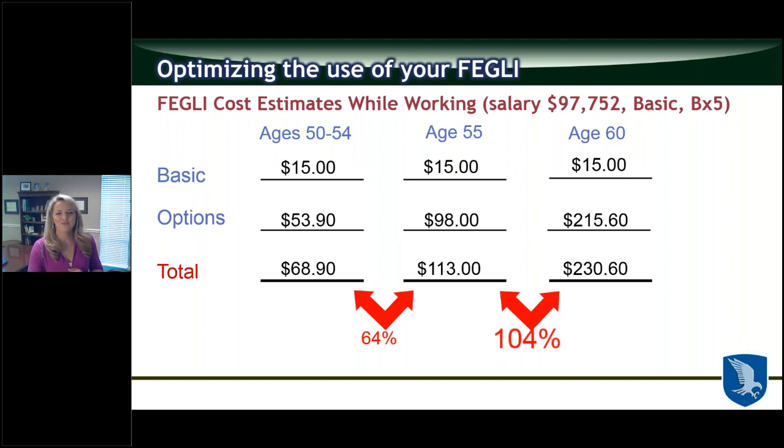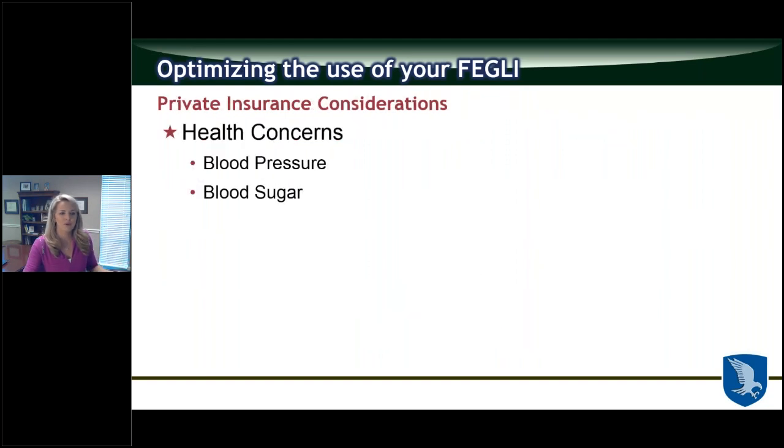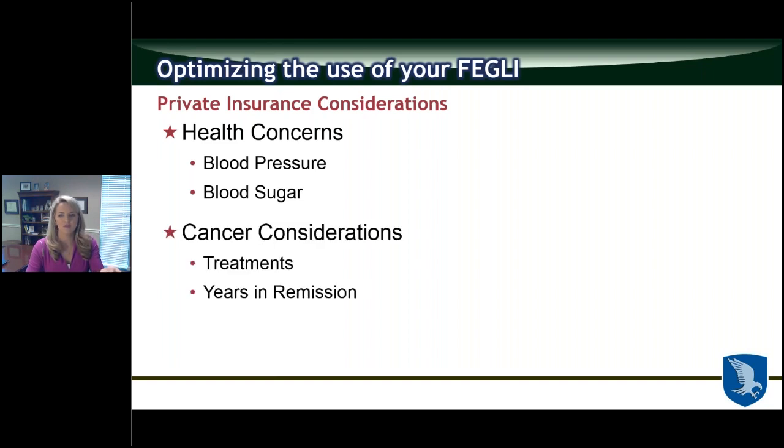Okay, so there are some private insurance considerations. If you were to look at your pay stub and just say, oh my goodness, Abby, I had no idea that I was paying that much, can I get some private insurance? Possibly. Just some things to consider. They're going to do a pyramid. There are certain health concerns, blood pressure, blood sugar, that they'll test, and they have guidelines, the private insurance companies do, that mandate how much to charge you for those premiums.